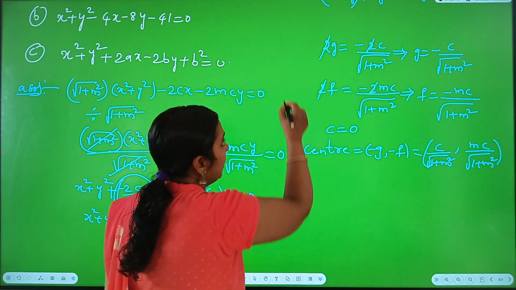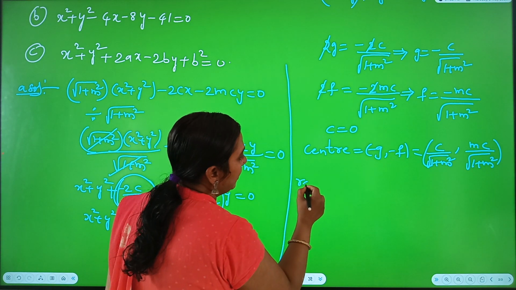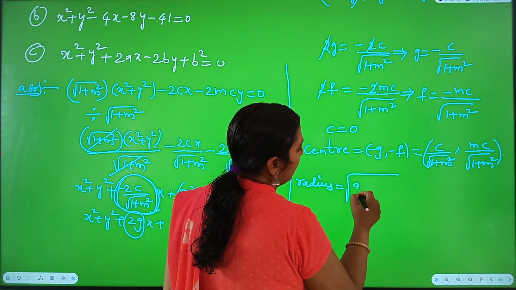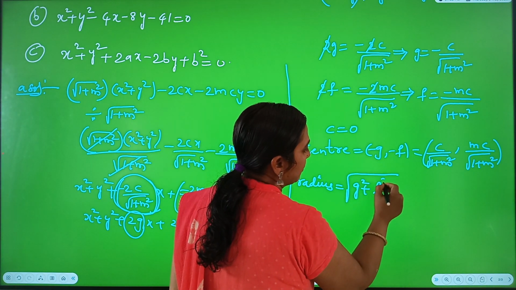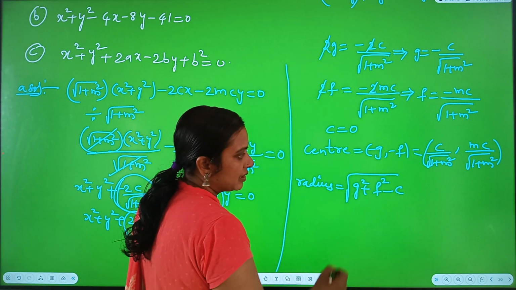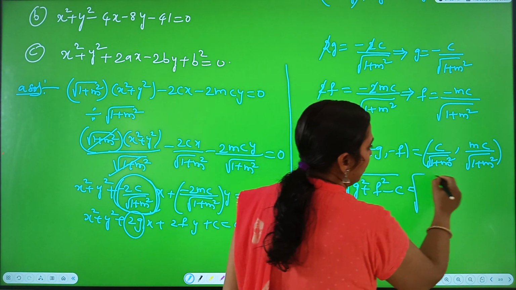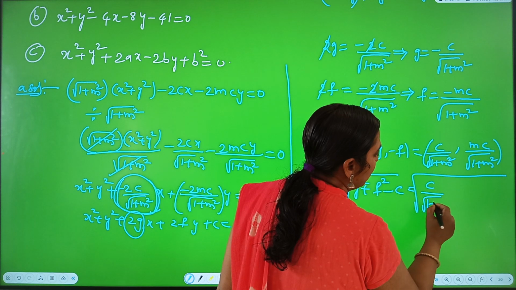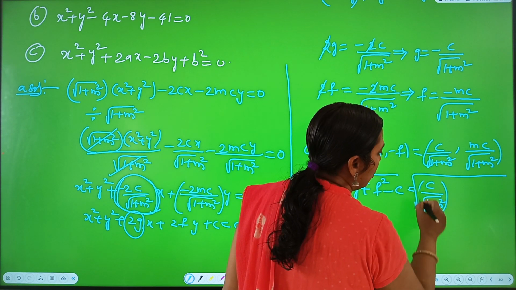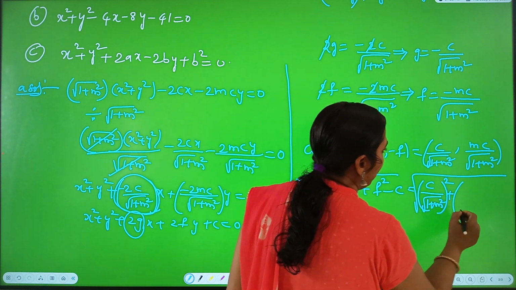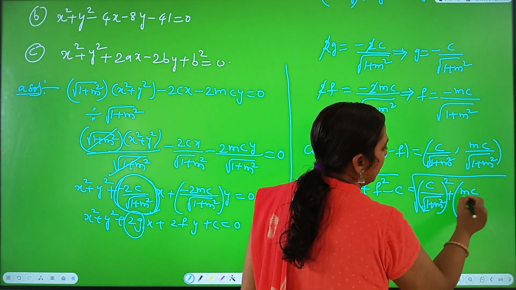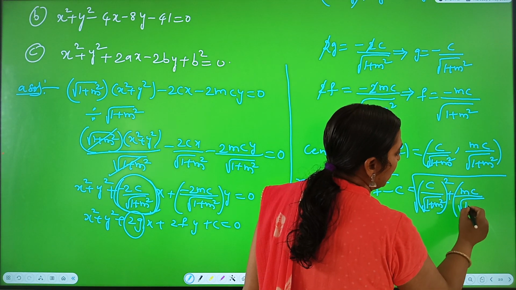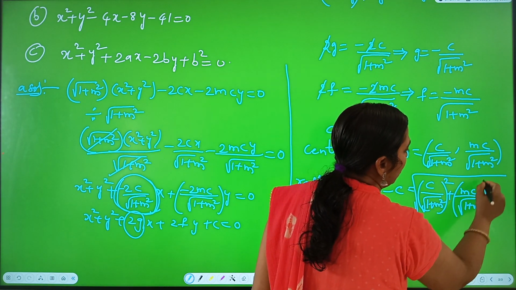Okay. What is the radius? Radius is equal to under root of g square plus f square minus c. Substituting here: under root of (c over under root of 1 plus m square) whole square plus (mc over under root of 1 plus m square) whole square.